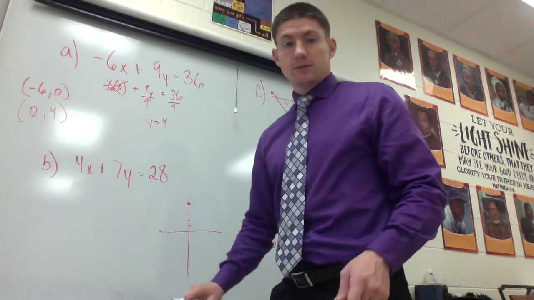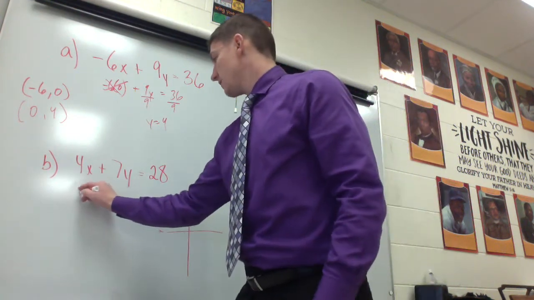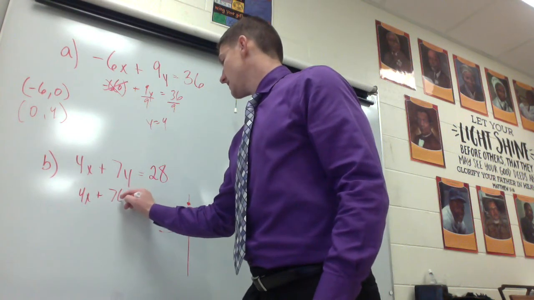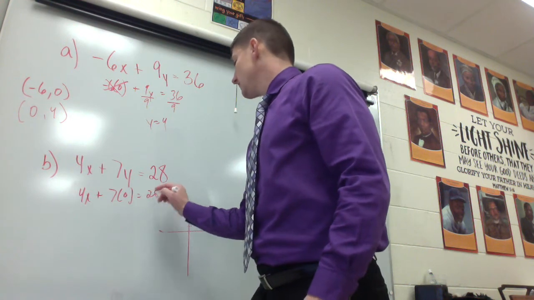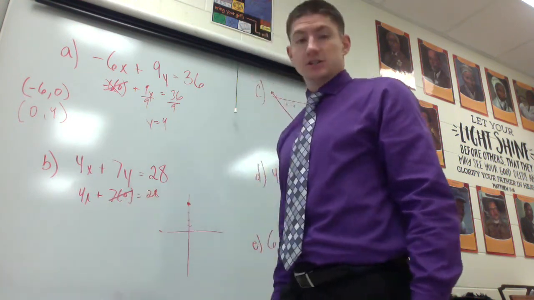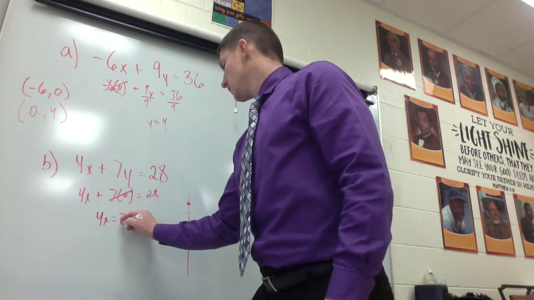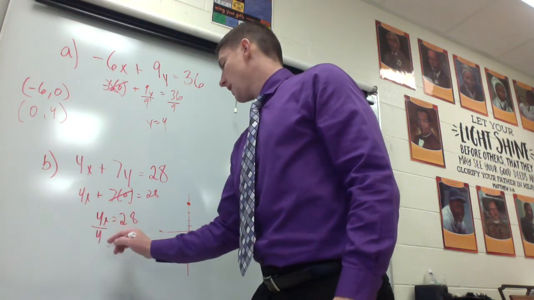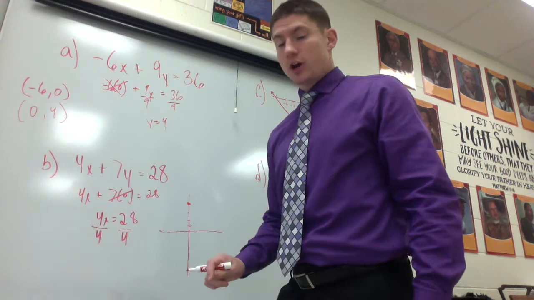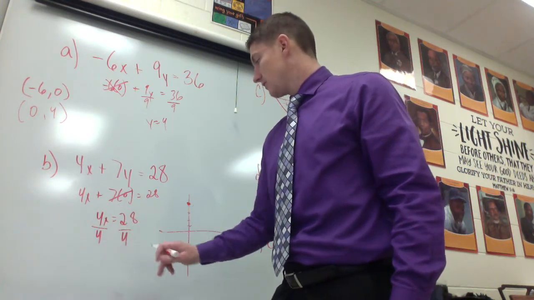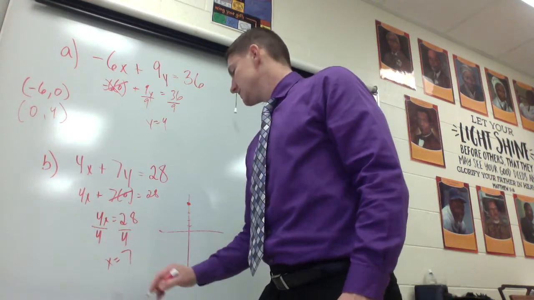To find the x-intercept, I plug in a 0 for y. So I would have 4x plus 7 times 0 equals 28. In this case, 7 times 0 is going to be 0. That'll cancel out. I've got 4x equals 28. Rewrite that, and then solve for x. To get x by itself, we do the opposite operation. Divide by 4, divide by 4, 28 divided by 4, x equals 7.